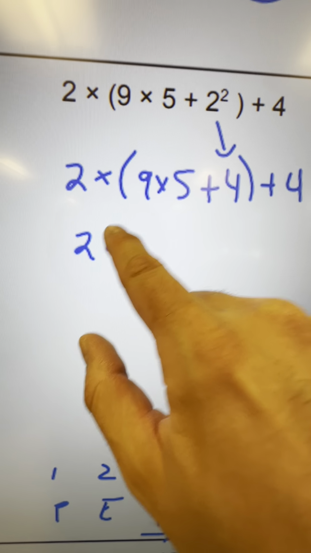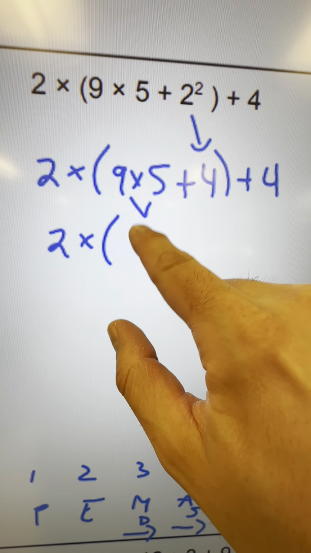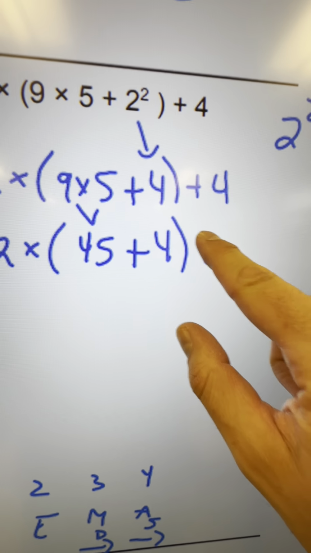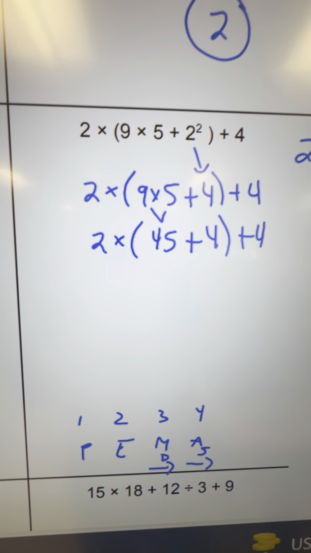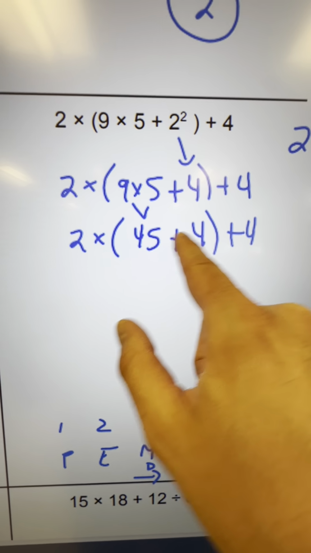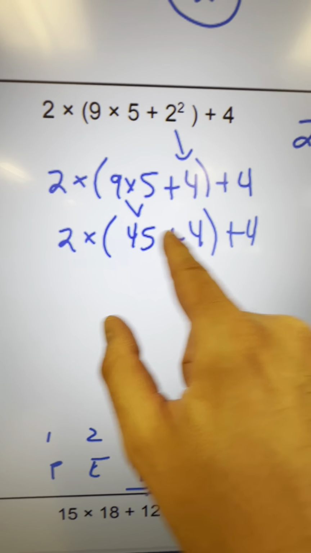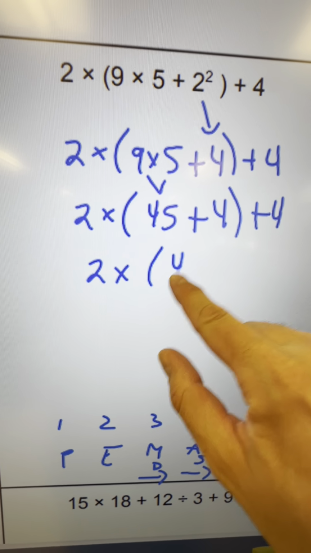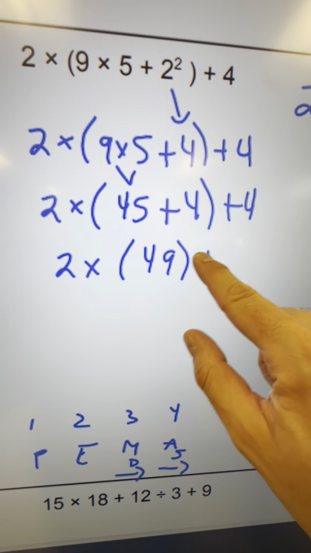So I'll copy 2 times. This right here will become 45 when you multiply it. Bring down the rest of the terms, plus 4, plus 4. And notice we're still in the parentheses. We have 2 things here. 1 operation left. Add these together. So that's all I have to do next. So when I add these together, I get a total of 49 and bring down my plus 4.